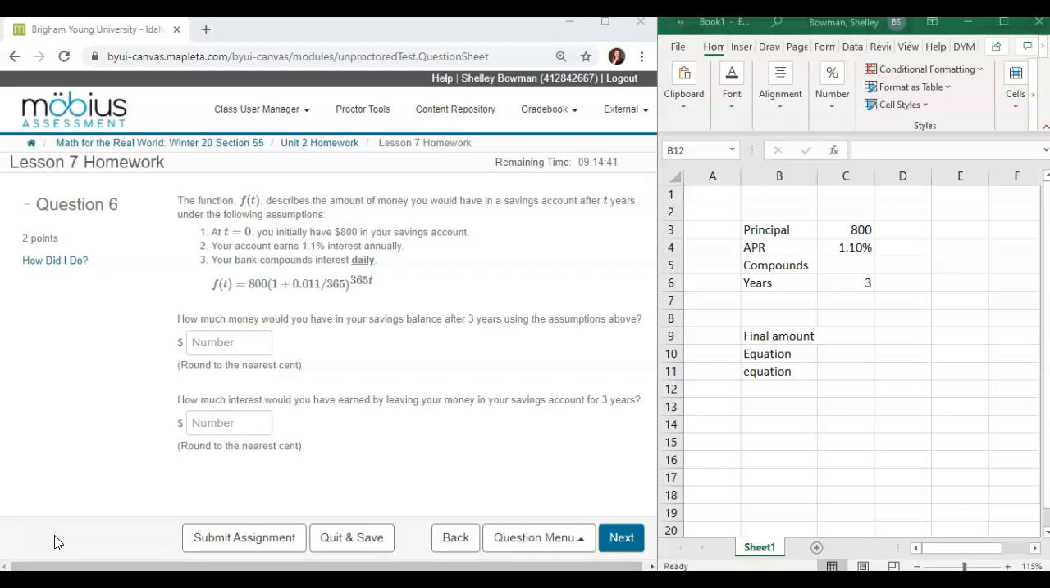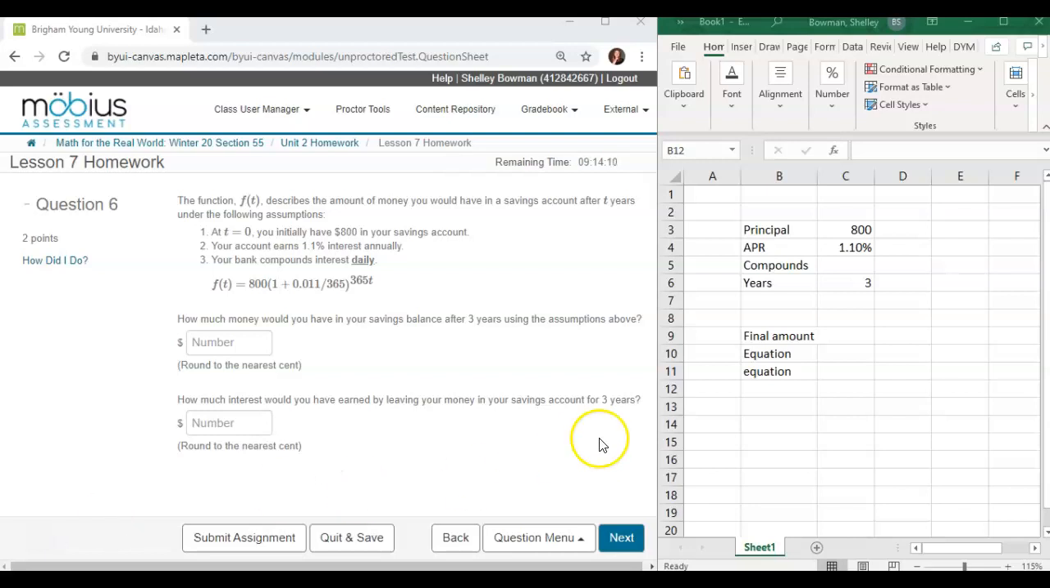f of t equals 800 times the quantity 1 plus 0.011 divided by 365, all raised to 365 times t. The first question says, how much money would you have in your savings balance after 3 years using the assumptions above? And then the last one, how much interest would you have earned by leaving your money in the savings account for 3 years. So the first thing I'm going to do is show 3 different ways of calculating it.